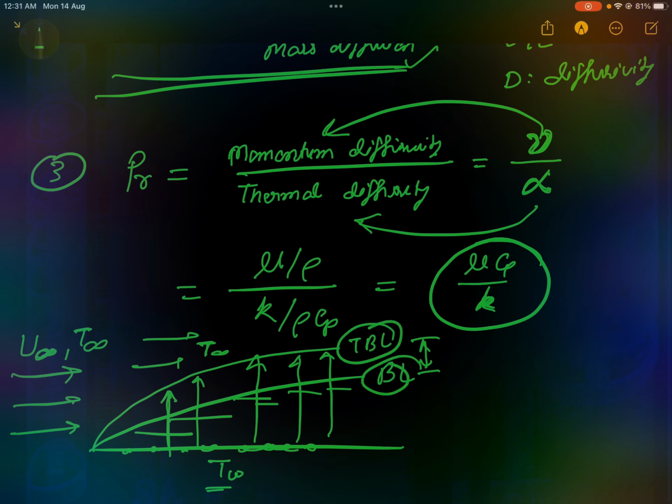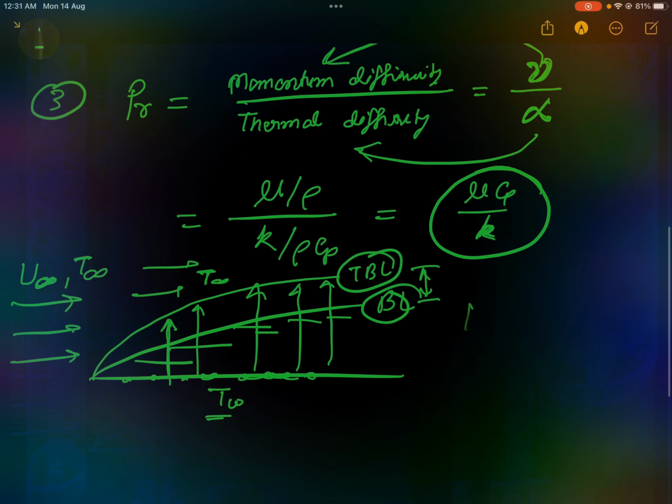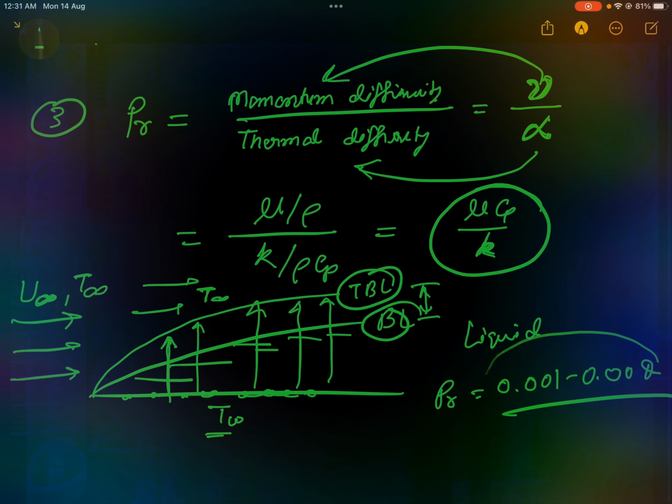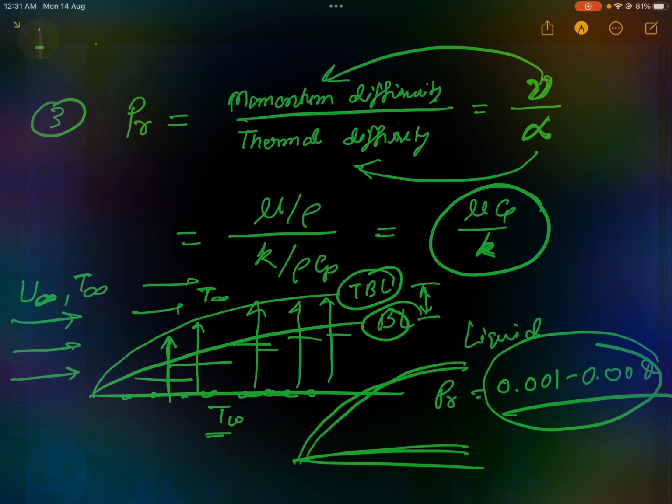So it denotes how much is the difference between the viscous boundary layer and the thermal boundary layer. In the case of liquid metals, the Prandtl number comes out to be very low, around 0.001 to 0.004. It simply shows that the momentum diffusion rate in the liquid metal is much lesser than the thermal diffusion rate. It means that the heat transfer is much stronger between the layers of the liquid metal as compared to the momentum transfer.